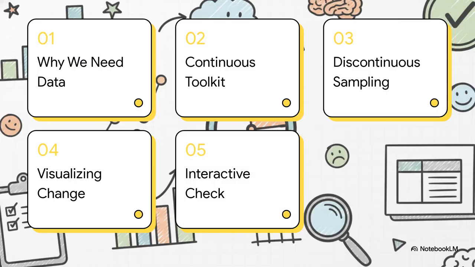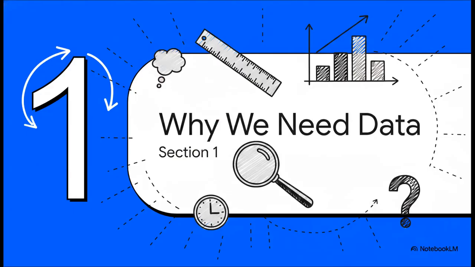We've got a really straightforward roadmap today. We're covering why we need data, the continuous measurement toolkit, sampling with discontinuous measurement, visualizing change with graphs, and then we'll wrap up with an interactive knowledge check to lock it all in. Let's get to it. Section 1, why we need data.